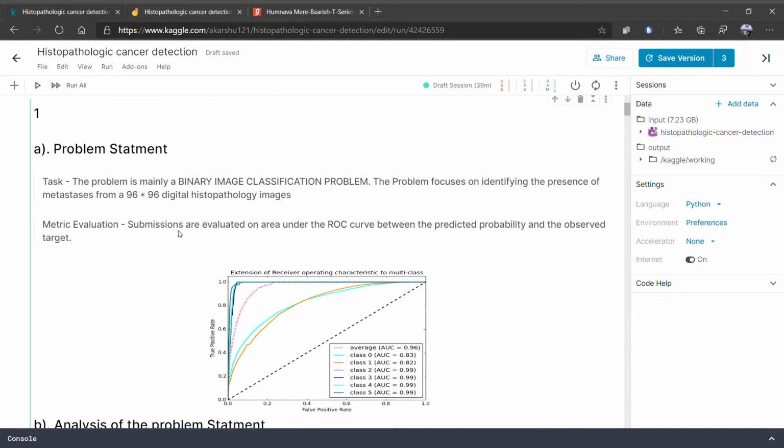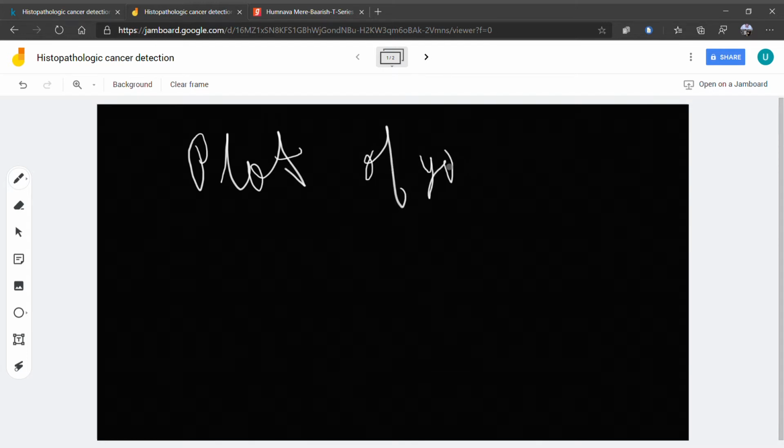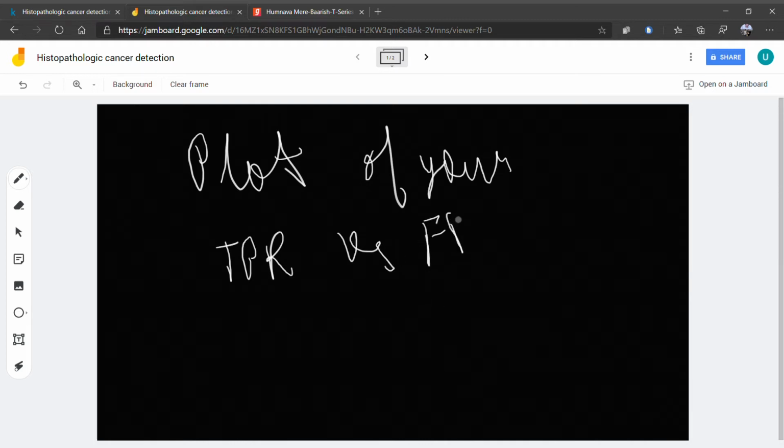The metric evaluation, or the accuracy of the model, will be decided on the basis of the area under the ROC curve. So what is this ROC curve? ROC's full form is receiver operator characteristic. This is generally the plot of the true positive rate versus the false positive rate, which can be visualized as follows.